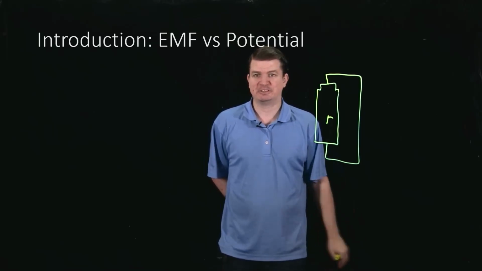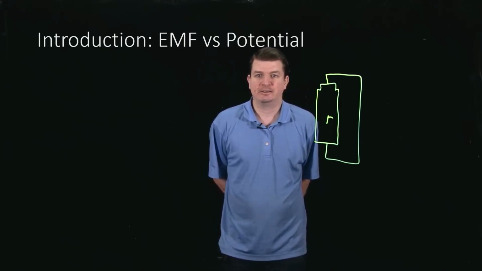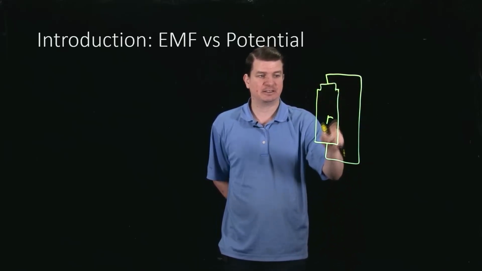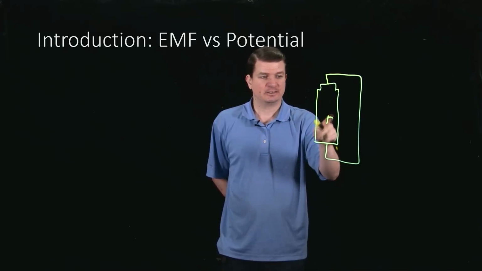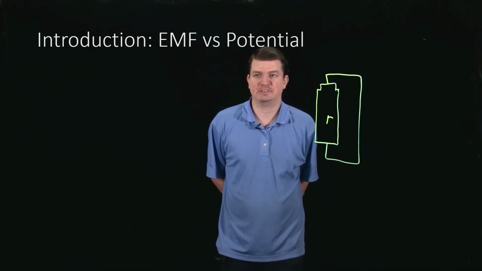Okay, so that's the difference. EMF is like the theoretical maximum that your battery could do. The real potential across that circuit, though, is basically taking into consideration the fact that you're losing some of your energy because of that resistance.